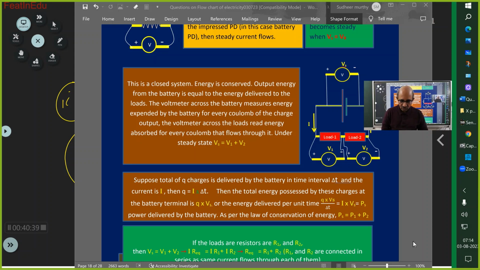Understood now? Yes, sir. The total energy possessed by these charges will be Q into Vs. Vs stands for potential difference. Potential difference into charge gives you potential energy. This potential energy itself is the electrical energy. Potential difference into Q gives you the potential energy of the charge. The potential energy of the charge at the positive terminal with respect to the negative terminal is Q into Vs.